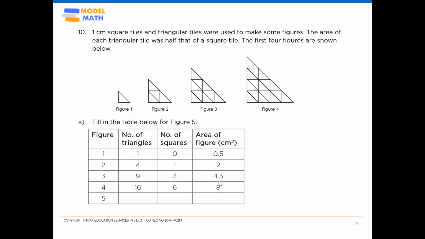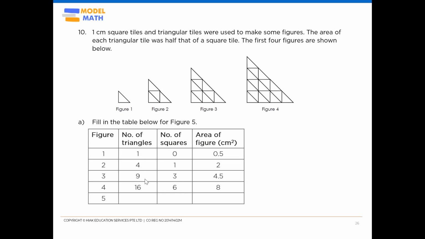When you have a patterns question, if they did not give us a table, what we should do first is to try to create a table that shows your figure number, the number of triangles, and the number of squares. Area of figure may not be necessary if you're creating your own table. But since it's already provided here, we likely would need this later on as well. So the question has already provided our table. Let's look at the numbers first.